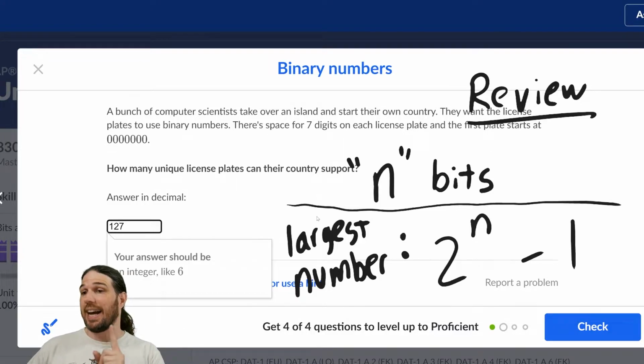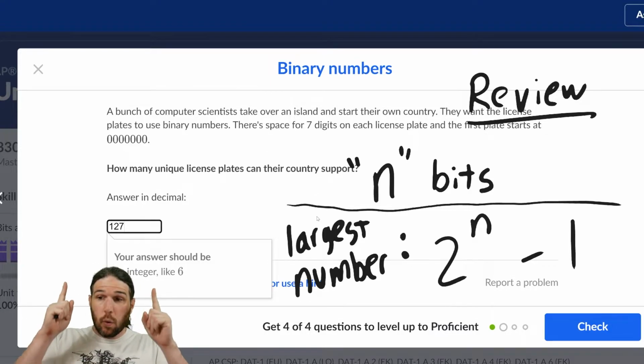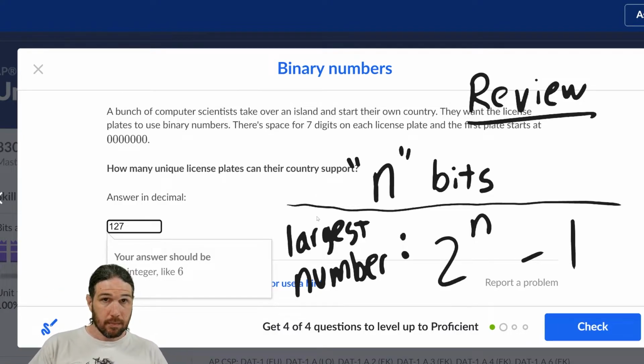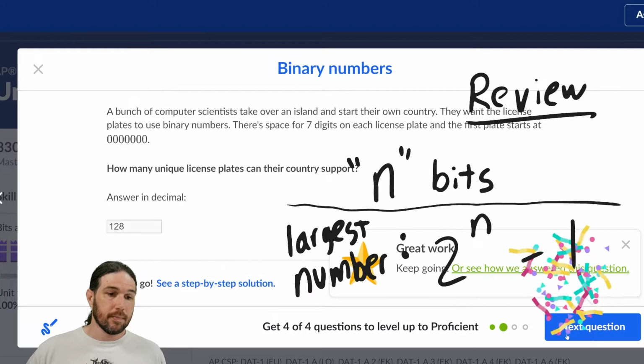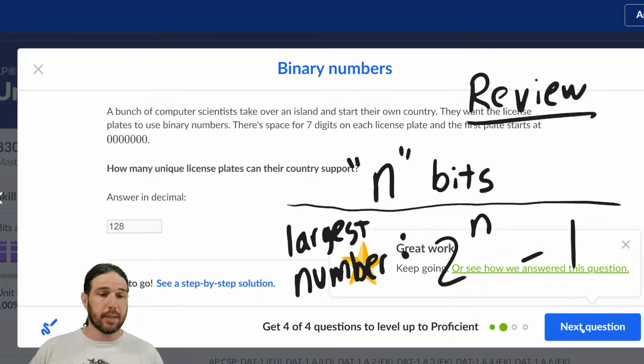But, haha, I'm catching myself almost messing up. It doesn't ask what the highest number they can make is. Read the question carefully. It says how many license plates can they make? They can make up to 127, but they can also make, as it says in the problem, 0000000. So there are actually 128 plates they can make, including that one that's all zeros. Almost got tripped up by that one. Do be careful. Read those problems carefully.